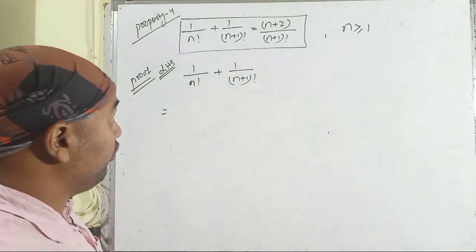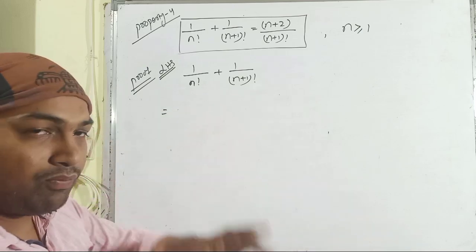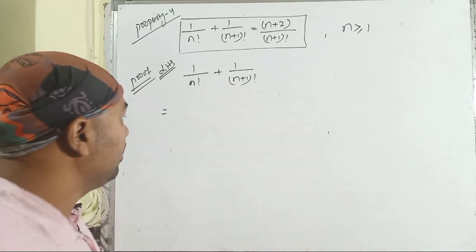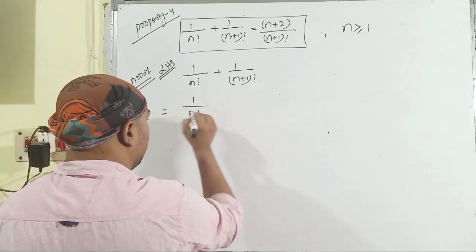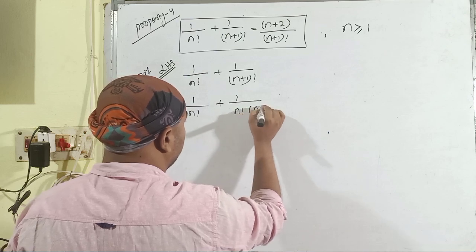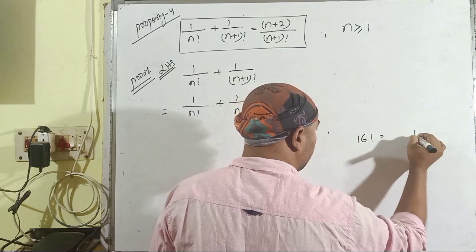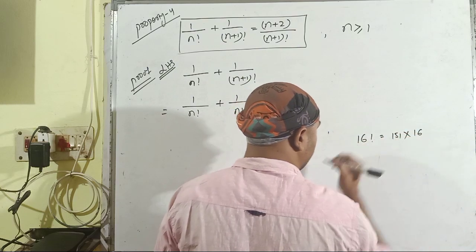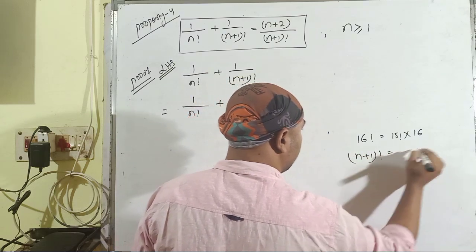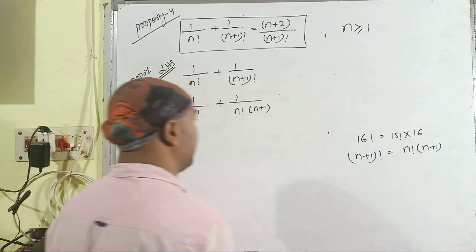Then according to the rule of addition of fractions, first of all we have to take the LCM of n factorial and n plus 1 factorial. It will be 1 upon n factorial plus 1 upon n factorial multiplied with n plus 1, because we know that 16 factorial is equal to 16 multiplied with 15 factorial. Similarly, factorial of n plus 1 is n plus 1 multiplied with its previous term's factorial.